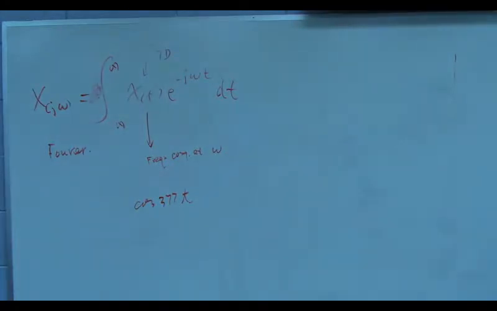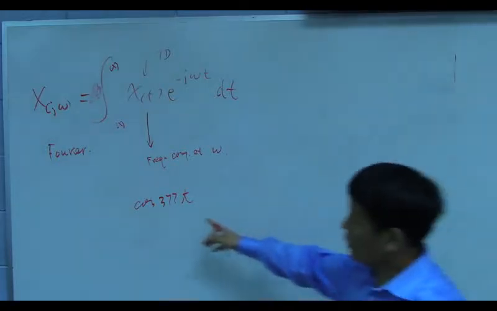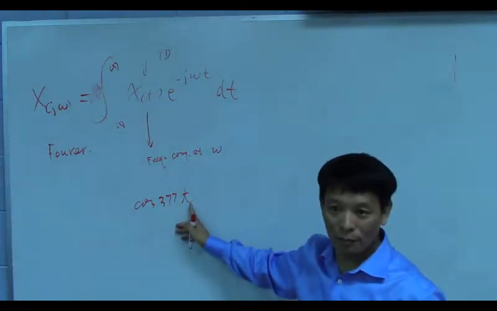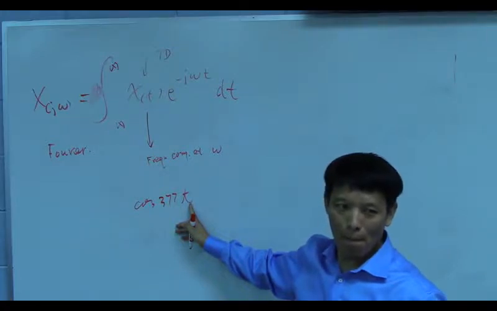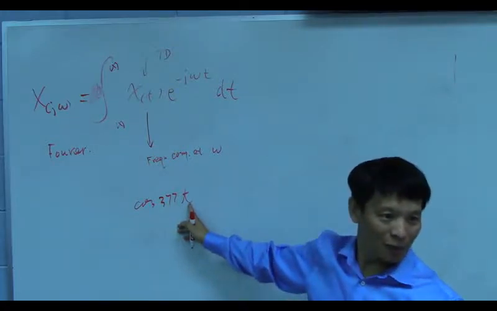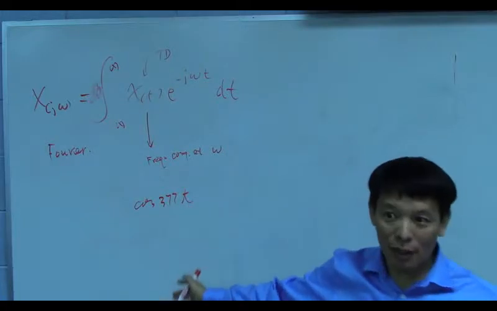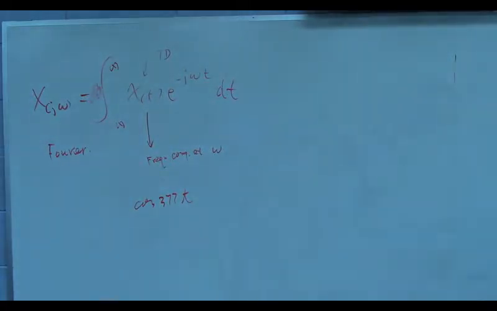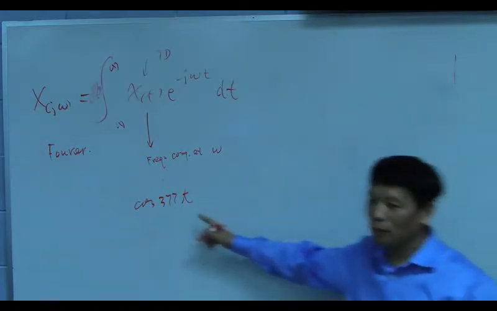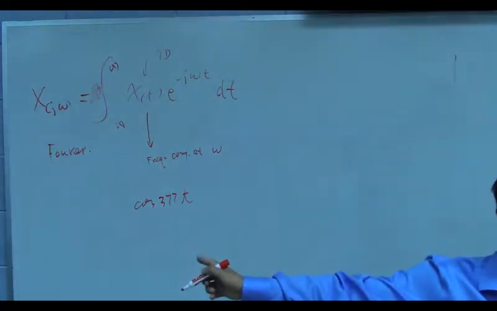What is the AC voltage here, on the outlet, on the wall? Cosine 377 t, right? In an AC circuit, what is the frequency at your home? 60 Hertz, right? 60 Hertz converted into radians per second equals 377.